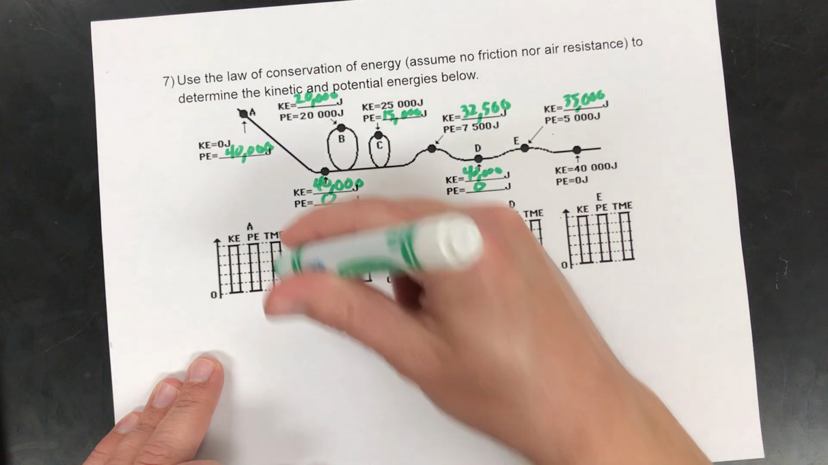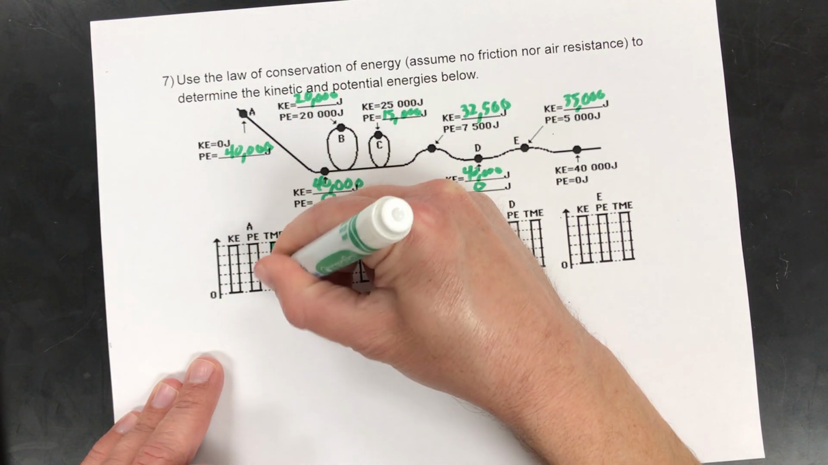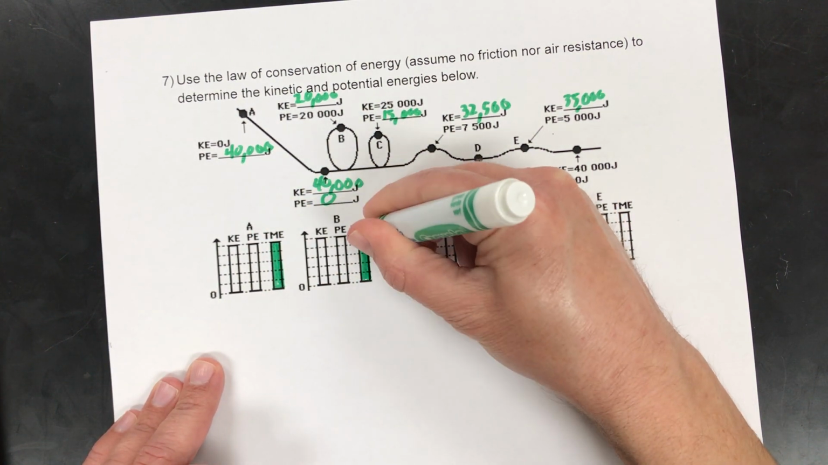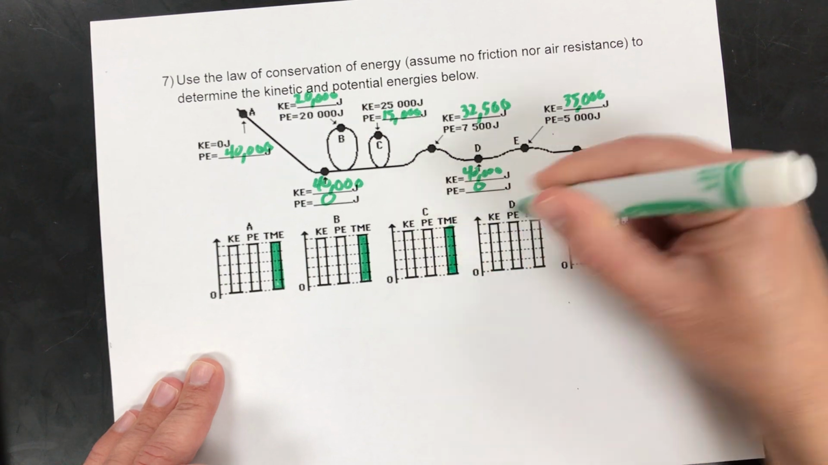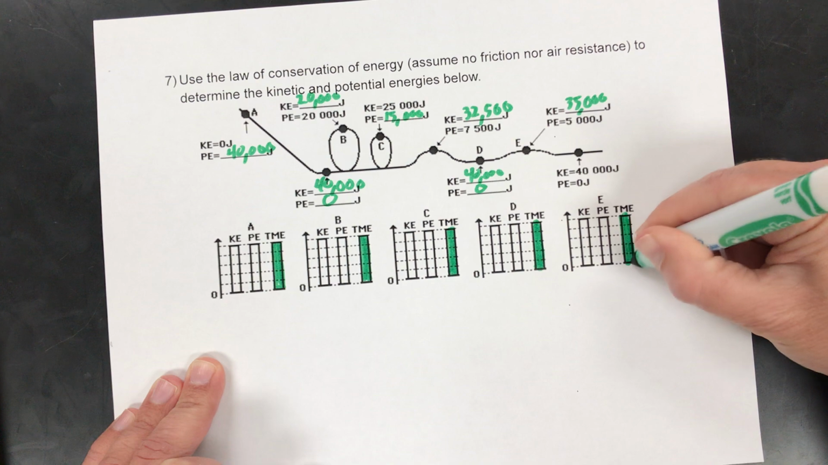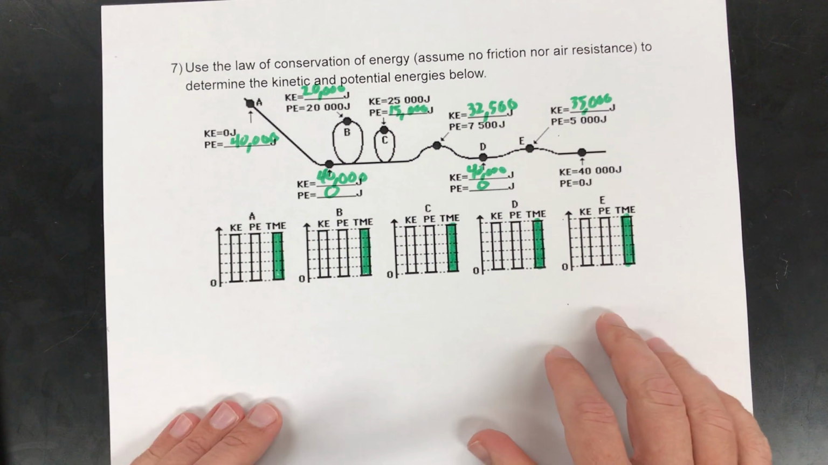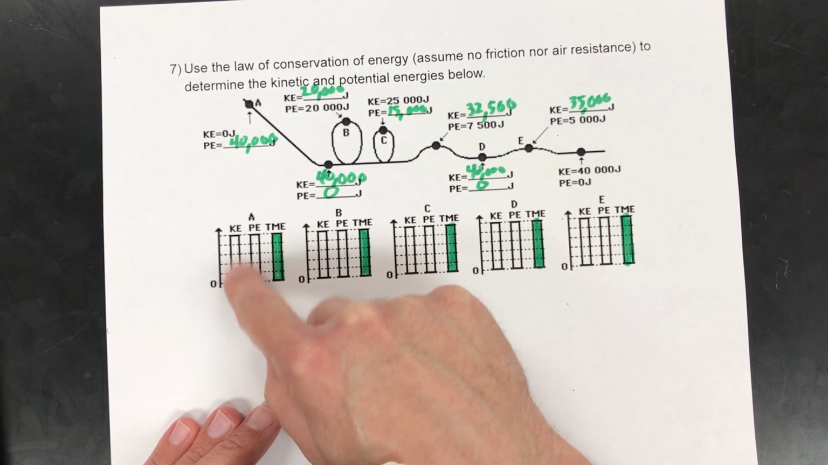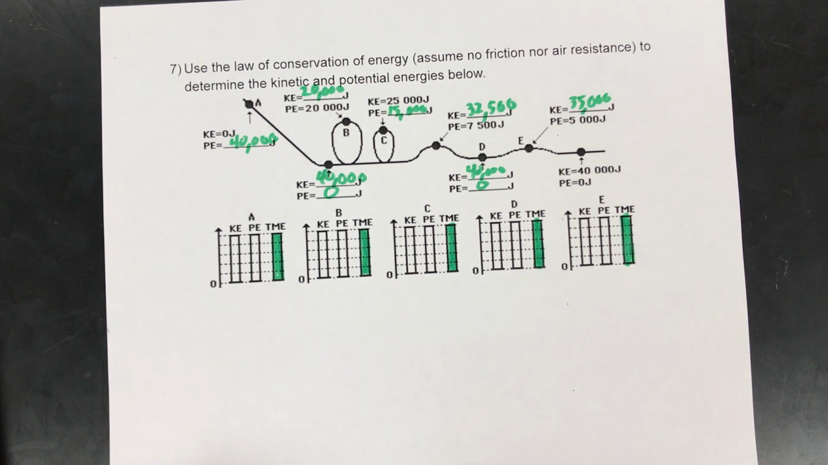So first thing again, total mechanical energy is always going to stay the same, so I am going to completely fill up my total mechanical energy bar on each one of these. Since my biggest is 40,000 and there's 5 bars, each bar will be worth 8,000.